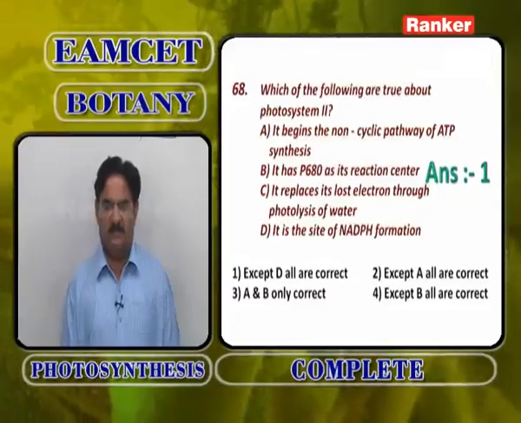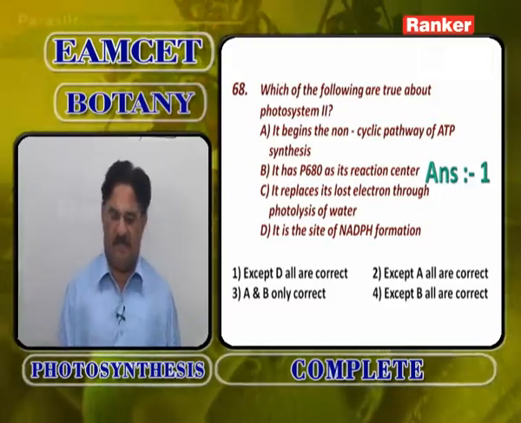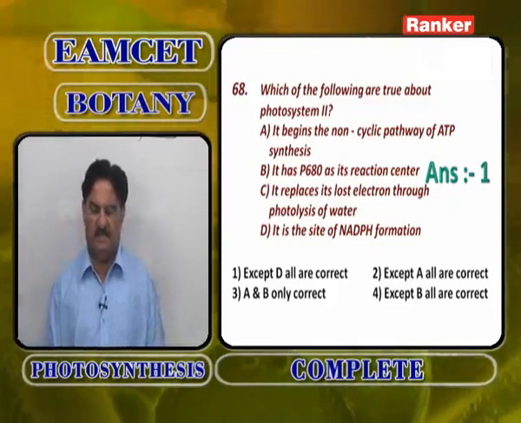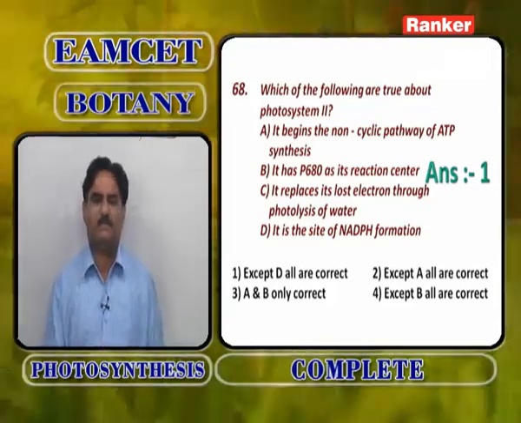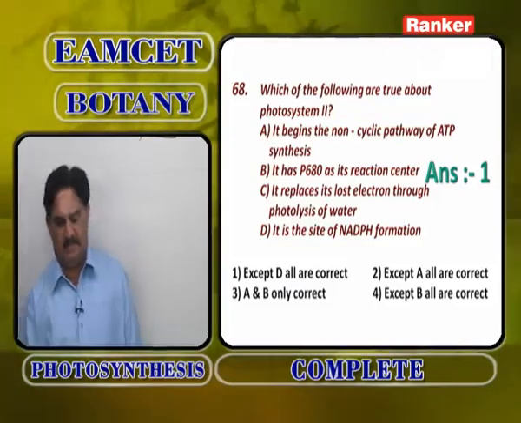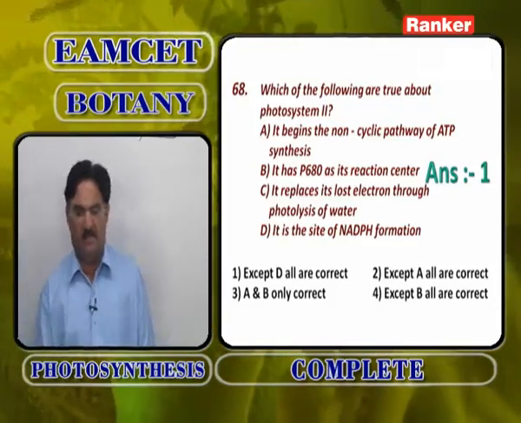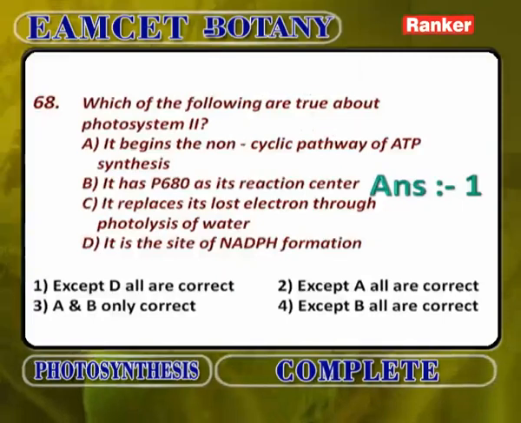So "it is the site of NADPH formation" is wrong, whereas "it begins the non-cyclic pathway of ATP synthesis" is correct. "It has P680 as its reaction center" is correct. "It replaces the lost electrons through photolysis of water" is correct. "It is the site of NADPH formation" is wrong. So except D all are correct. "Except A all are correct" is wrong. "A and B only correct" is wrong. "Except B all are correct" is wrong. Except D all the remaining 3 are correct.